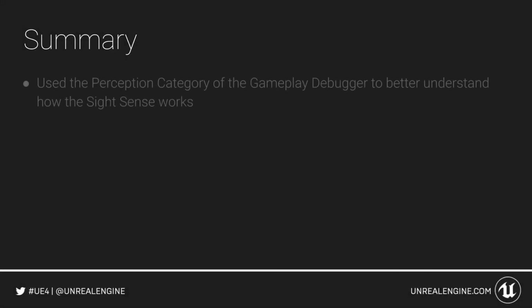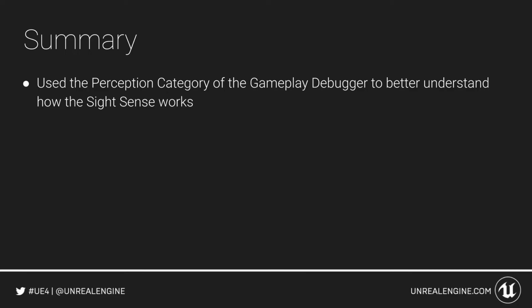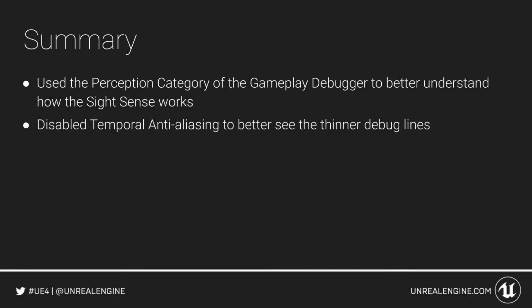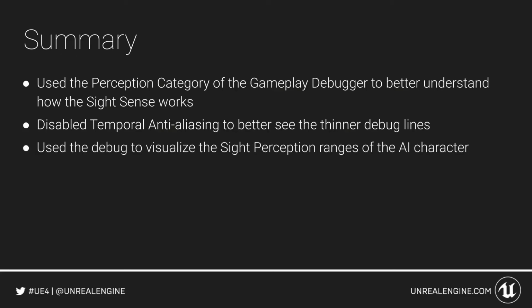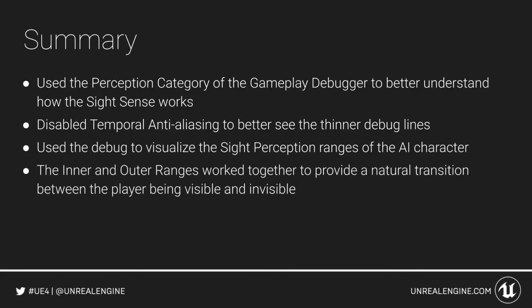In this video, we used the perception category of the gameplay debugger to gain a deeper understanding of how the sight sense works. We disabled temporal anti-aliasing so that our thin debug lines were easier to see, before using this debug to visualize the sight perception ranges of our AI character. We saw how the inner and outer ranges work together to provide a natural transition between the player being visible and invisible. Finally, we reduced the sight ranges of our AI character so that it's actually possible to move beyond their maximum range within our small level.